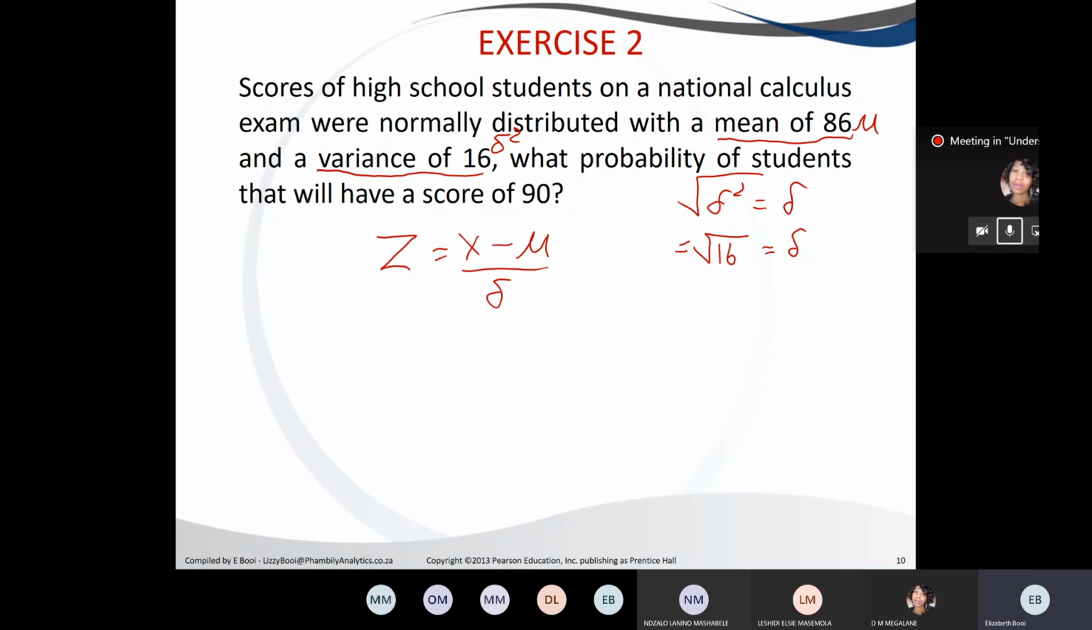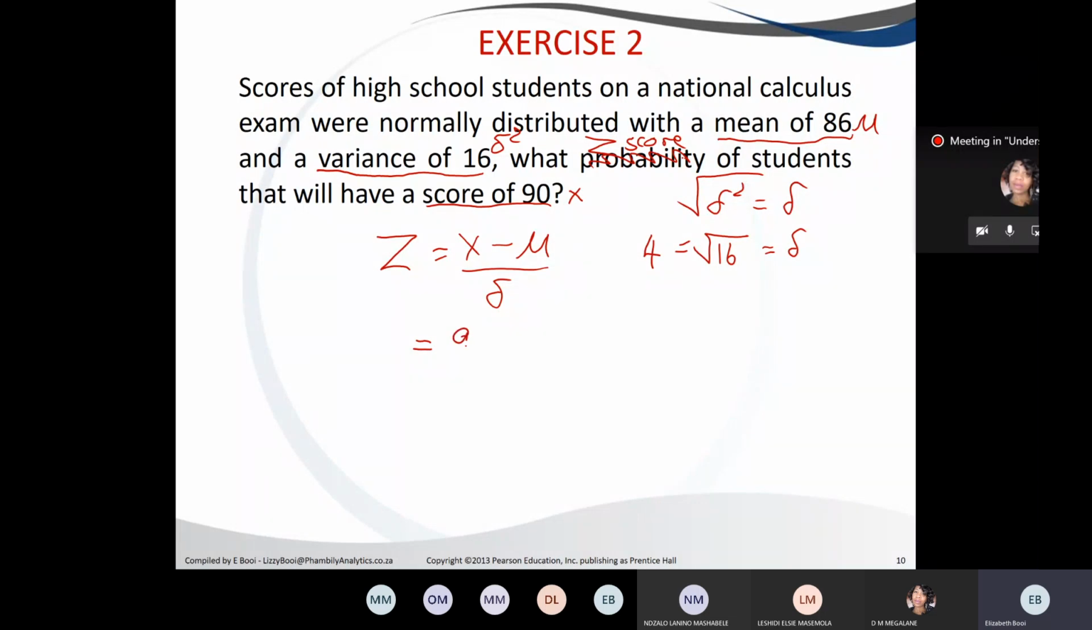Okay, so the square root of 16 is 4. So that is what you're going to substitute into the formula. So to substitute, our x is always given in the question. So our x, ignore where it says the probability, we just need to find the z score. Sorry, I should have removed the probability on this question.